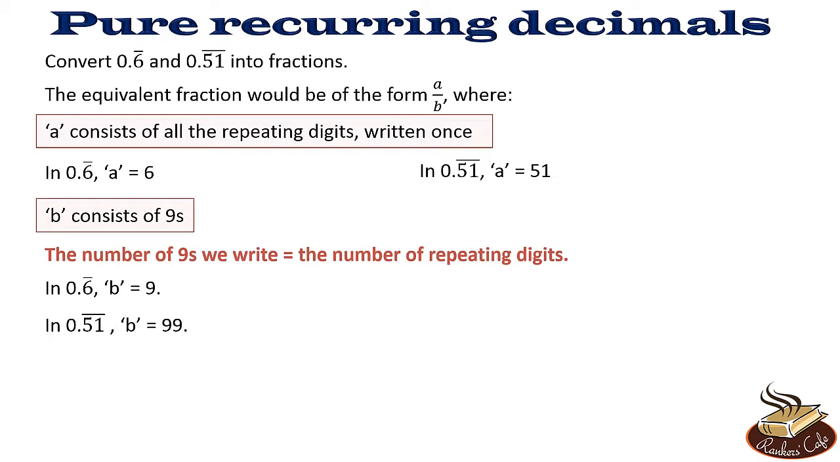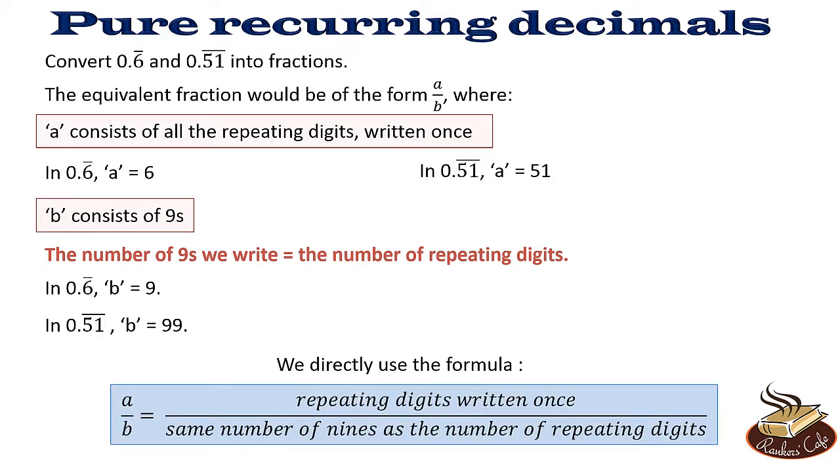We just look at a decimal and we write its equivalent fractional value. Let's say 0.598 bar. In that case, the answer is 598 divided by 999. That's it. That's the answer. So to summarize, to convert such decimals, we use the formula fraction is equal to repeating digits written once upon same number of 9s as the number of repeating digits.